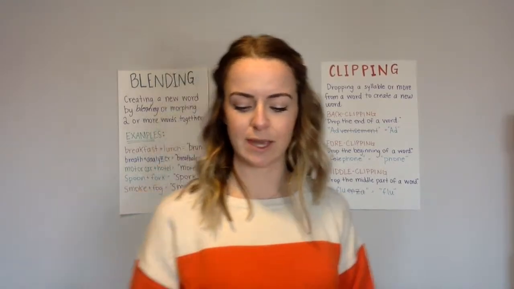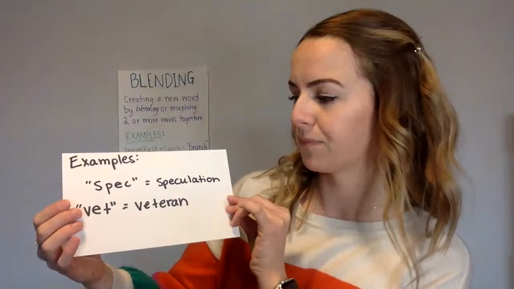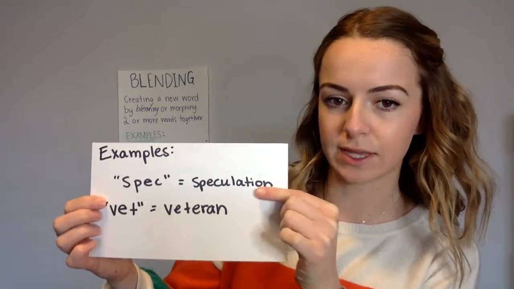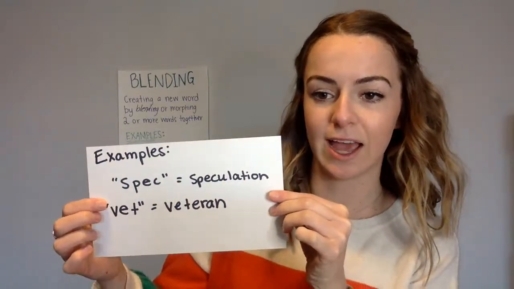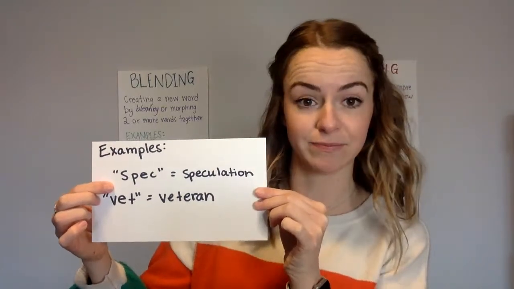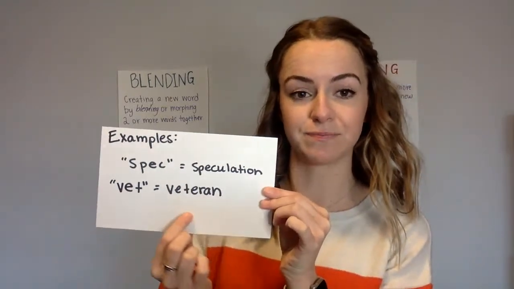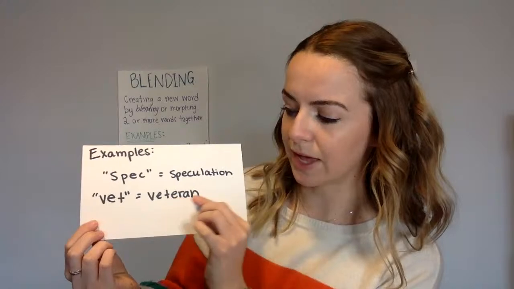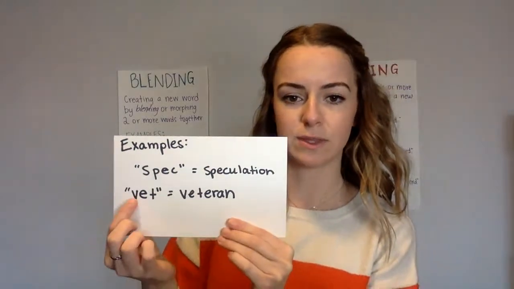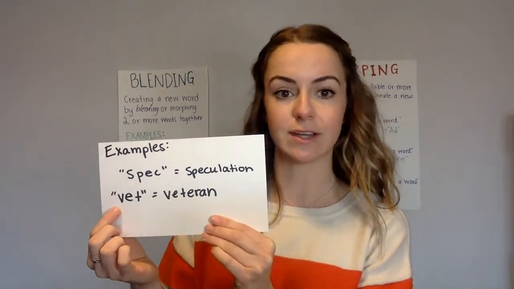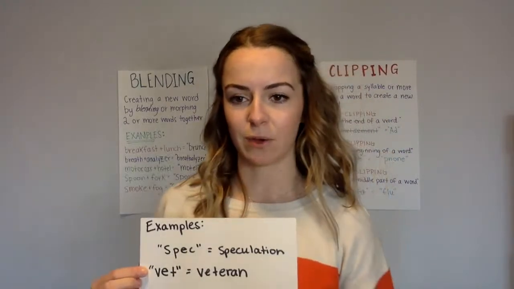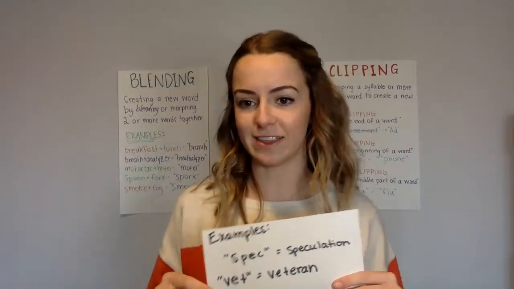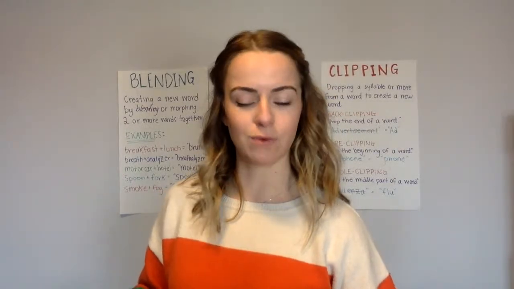I have 2 examples for us today of what clipping looks like. The first one is spec. The real word is speculation, but all they did is clip the very end and create a new word called spec. Another example, veteran, someone that has fought in war or been in the army. You can clip the end, and it just becomes vet. These words mean the same thing. It's just an easier and shorter way to say that word. If you can think of an example of clipping a word, you may write that in the chat. I'd love to see what words we already know.